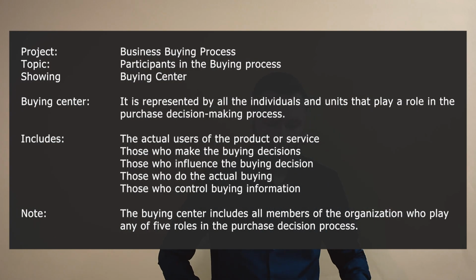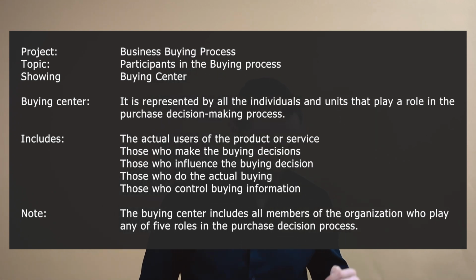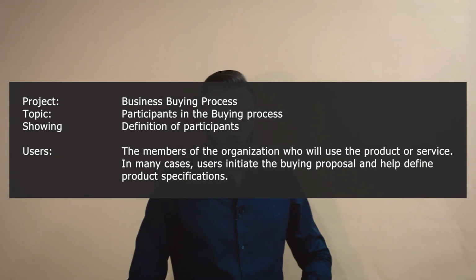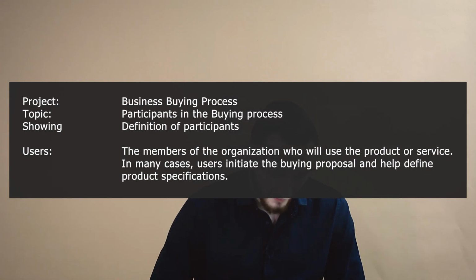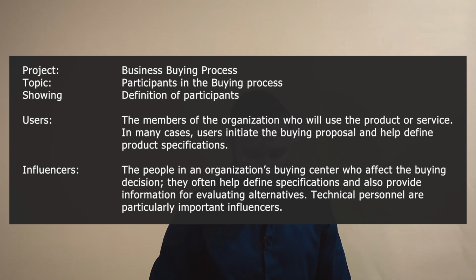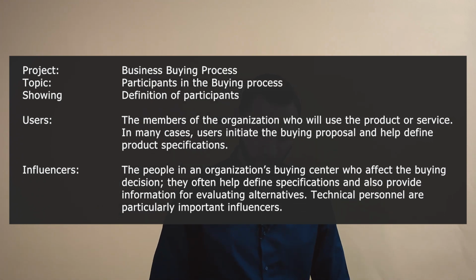The buying center includes all members of the organization who play any of the 5 roles in the purchase decision process. Users are members of the organization who will use the product or service. In many cases, users initiate the buying proposals and help define product specifications. Influencers are people in an organization's buying center who affect the buying decision. They often help define specifications and also provide information for evaluating alternatives.